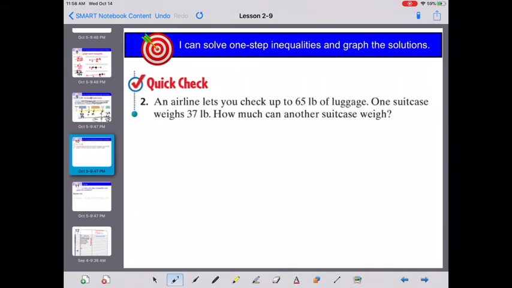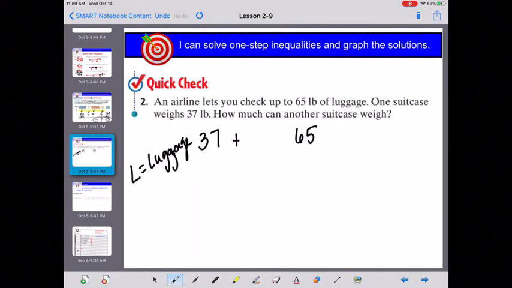Okay. An airline lets you check up to 65 pounds of luggage. One suitcase weighs 37 pounds. How much can the other suitcase weigh? So an airline lets you check up to 65 pounds of luggage. You cannot go over that amount. One suitcase weighs 37 pounds. How much can the other suitcase weigh? Let's call L luggage.